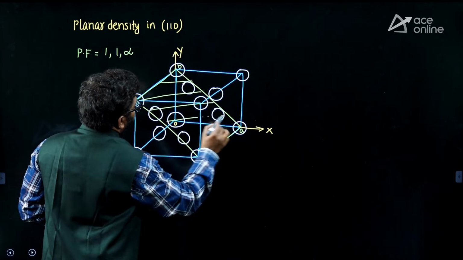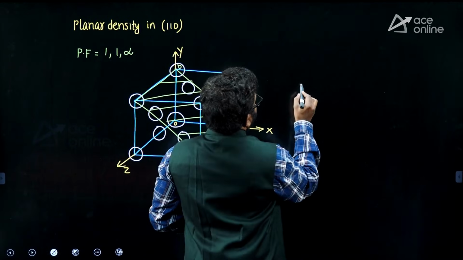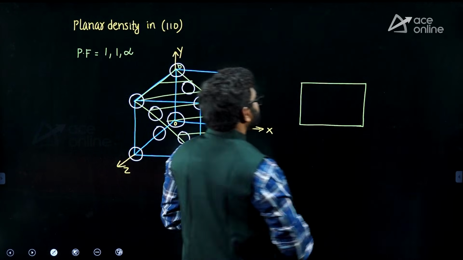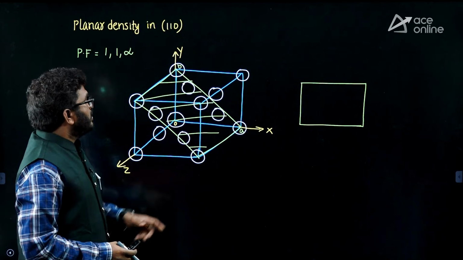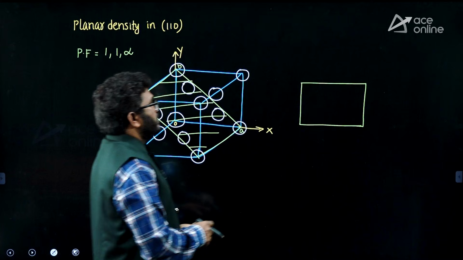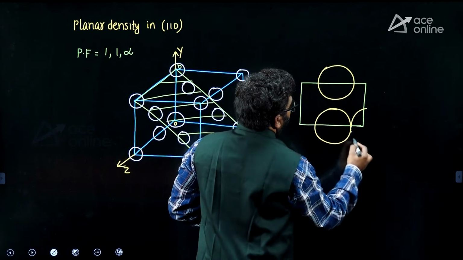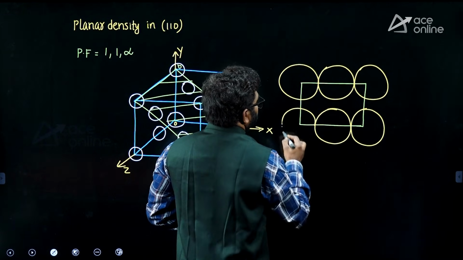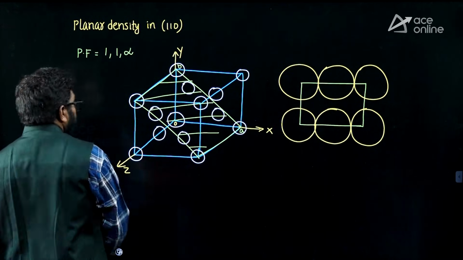This is the plane. Now if you observe carefully, this is actually a rectangular plane. The rectangle is like this. Now here, how are the atoms arranged? This is one face diagonal, so there is one face center atom. This is another face diagonal, there is one face center atom. So the face center atoms are present like this, and at every corner atoms are present like this.